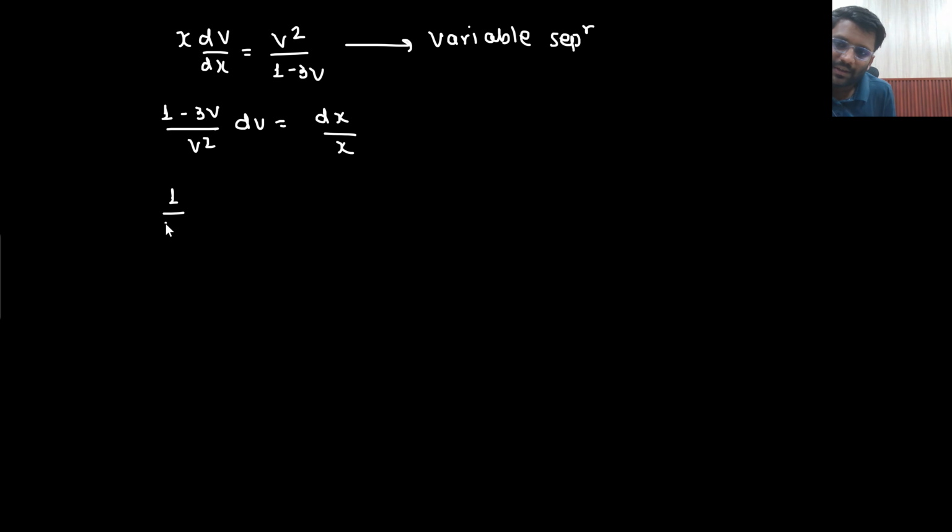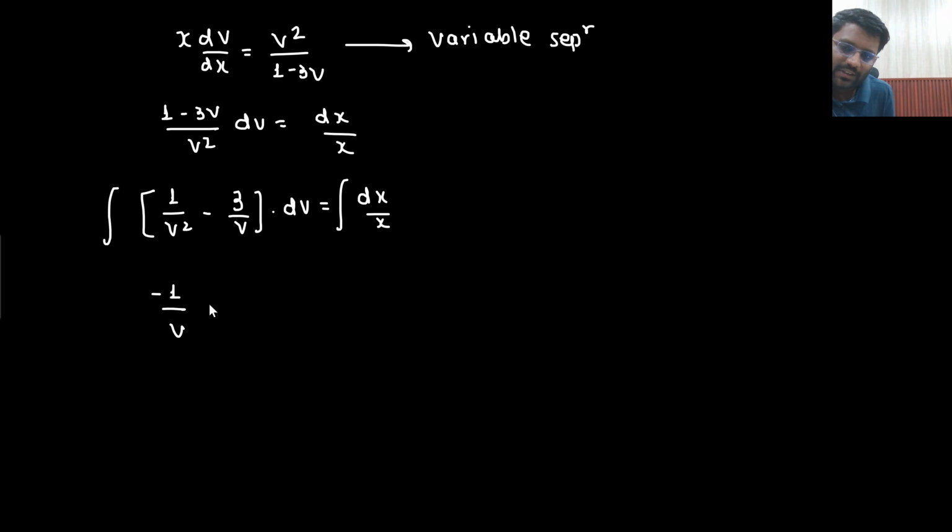So (1/v² − 3/v) dv = dx/x. Integrate both sides. What is the integration of 1/v²? That is −1/v. This will come out to be −3 ln v, and this will come out to be ln x, plus c.